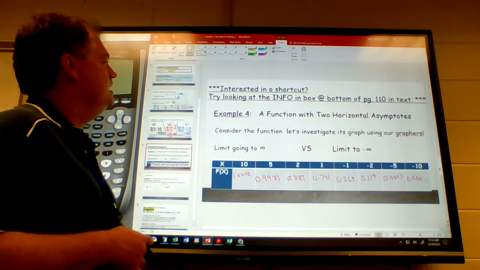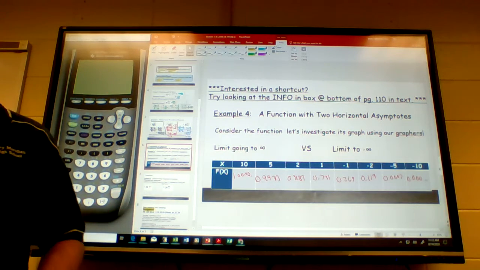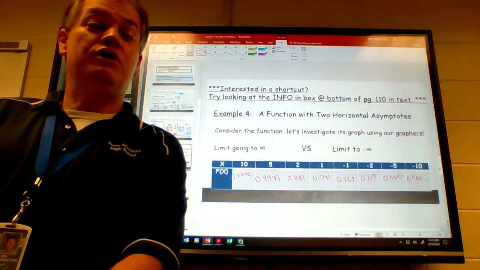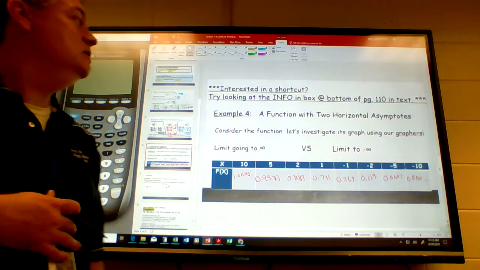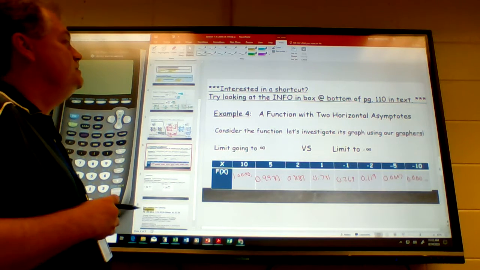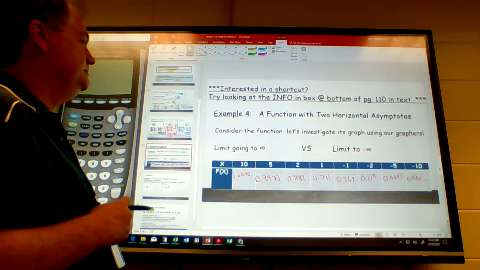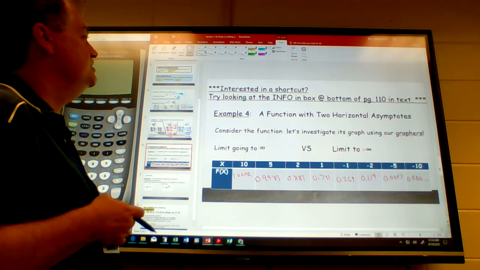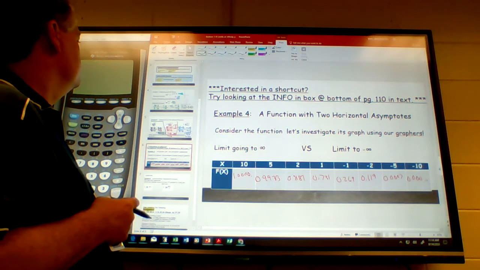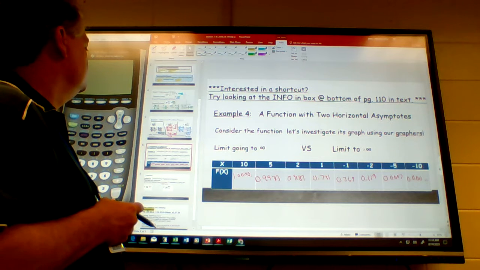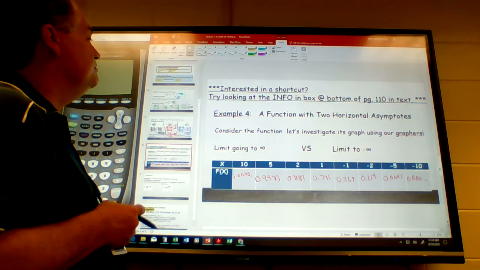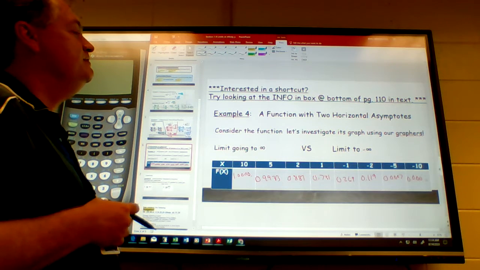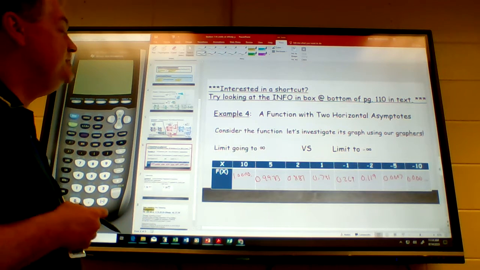Now, example 4, I went ahead and filled in all the information. You can go ahead and type this function in, actually, you can't type the function. What I will do is give you the function here, and I'll give you the function later on, and you can look at it. But these are the numbers.